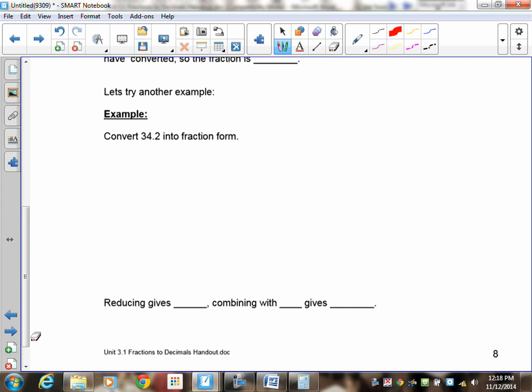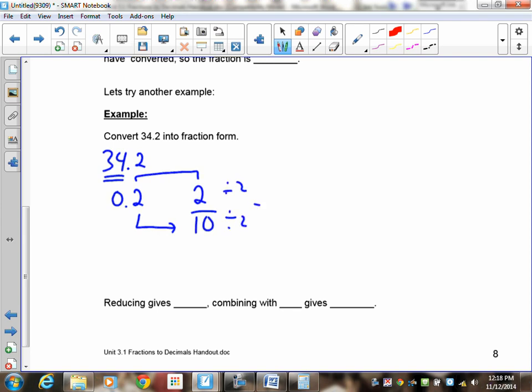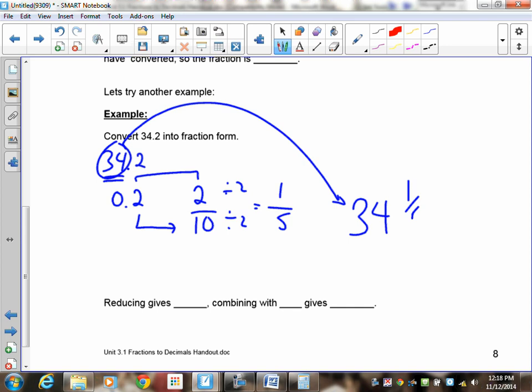Okay, so we're going to be converting 34.2. Remember, we don't use this at the beginning. We're going to work with just the 0.2. This is in the tenths place. That means your denominator is 10. The 2 becomes your numerator. You can divide both of these by 2 to reduce them. 2 divided by 2 is 1. 10 divided by 2 is 5. Now don't forget, we had a 34 here, so your final answer is going to have to include the 34. All right? So reducing gives you 1/5. Combining with the 34 gives you 34 1/5.